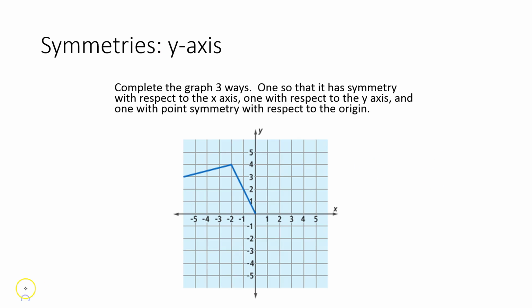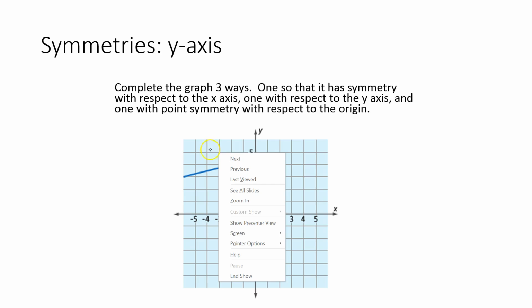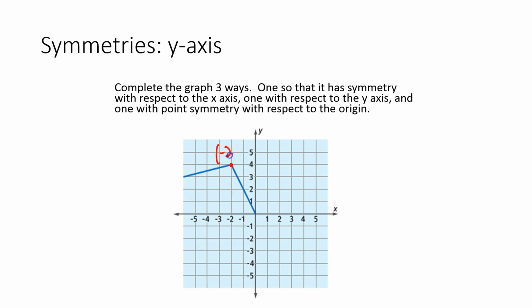Let's try it with the y-axis. The y-axis is going to take that point that we had right here before, -2, 4, and put it over here at +2, 4. So we have +2, 4 now. It's going to come up and connect right there, and then we're going to come all the way over here to the point 6, 3. So now we have a graph that's reflection symmetric over the y-axis.